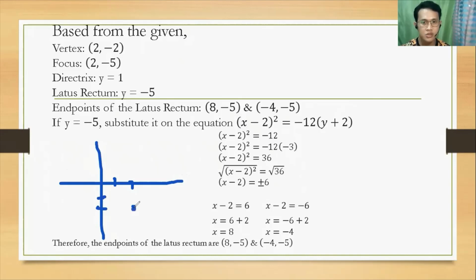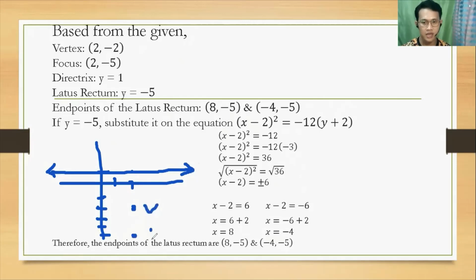So this is (2, -2), and then move 3 units. 1, 2, 3. So basically we have 1 here. So our directrix is located at this point. If you're going to draw that one, so basically this is our directrix. And then 3, 4, 5. So this is our focus.